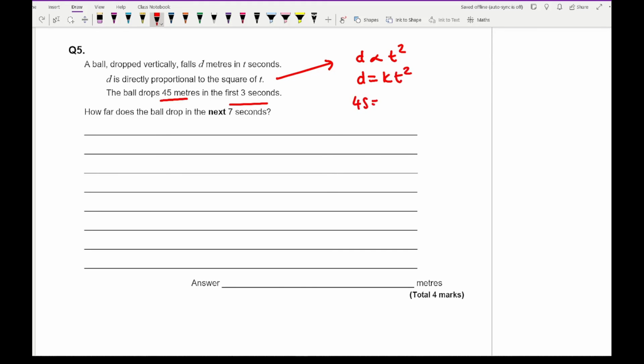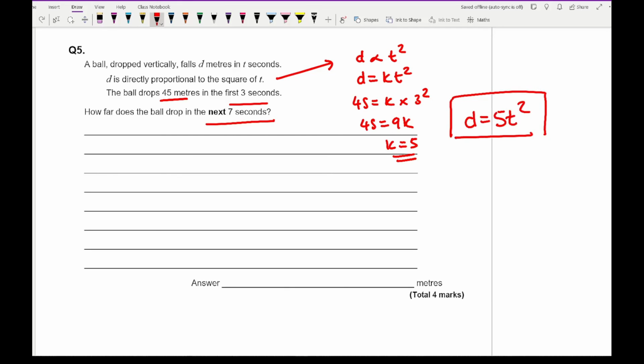So here I've got 45 equals k times 3 squared. So 45 equals 9k, so k equals 5. Then the formula is d equals 5t squared. Now because it says the next 7 seconds, that means a total of 10 seconds, because 3 plus 7 equals 10 seconds. So what I'm doing then is substituting t equals 10. Here I've got the distance equals 5 times 10 squared, and that equals 500 meters.